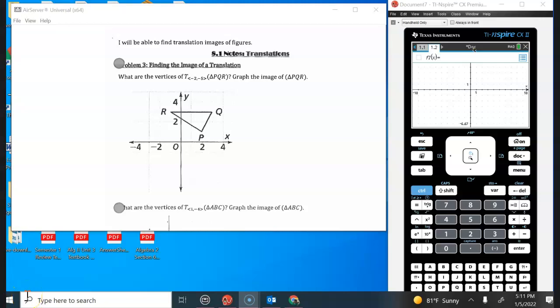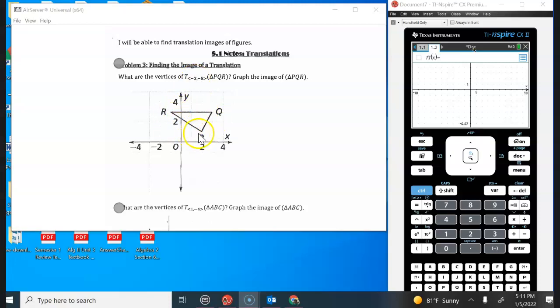We're going to be able to translate figures on a coordinate plane. What I'm going to do is use the TI Inspire to explain this problem. It says, what are the vertices? This is called a translation vector. What it's doing is telling us that it's going to go to the left 2 units and it's going to go down 5 units.